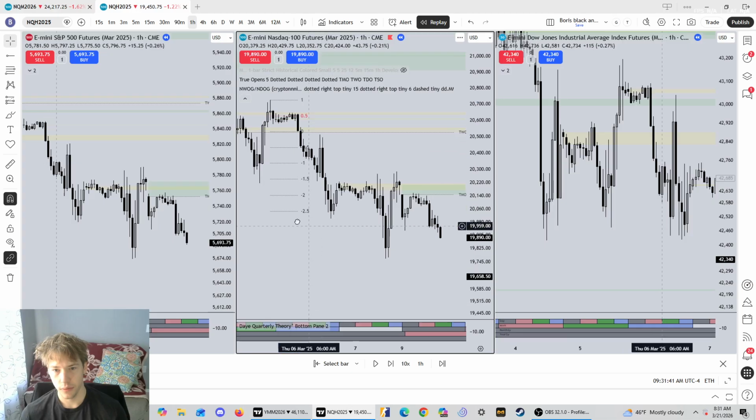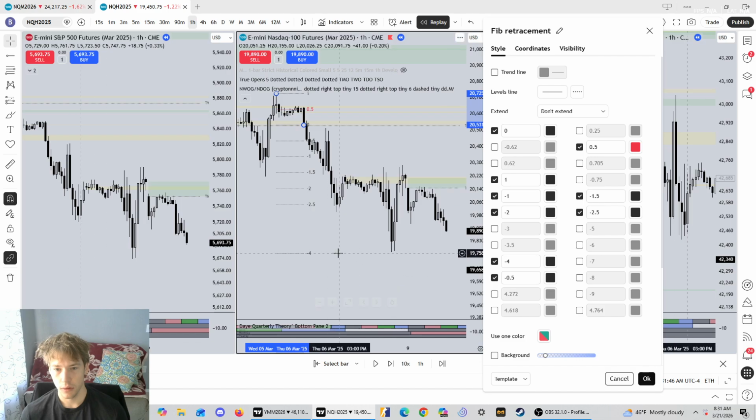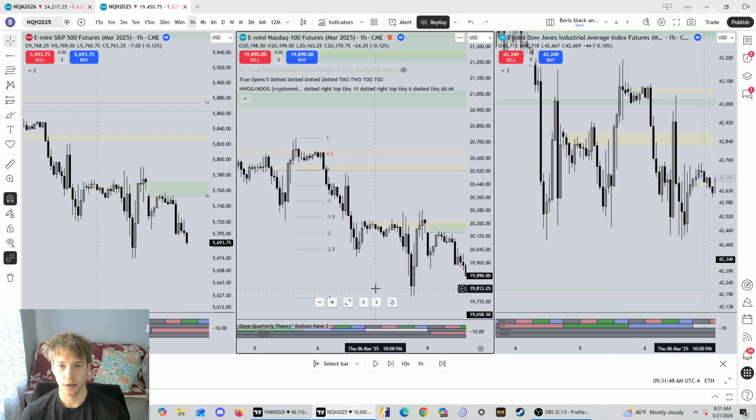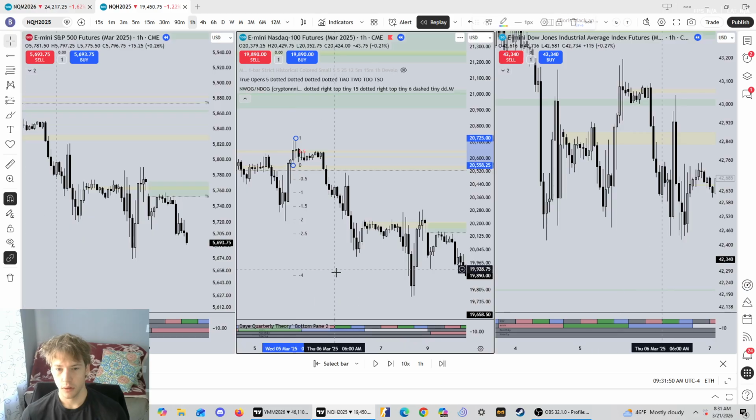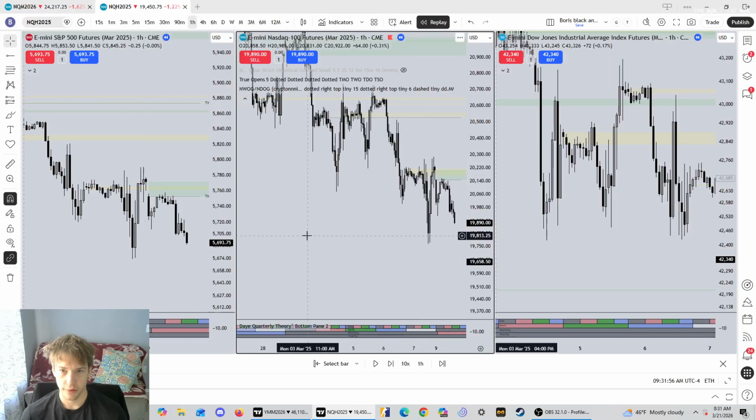Yeah, this one. So this right here, I want to see that be a -4. Yeah, that's right around there. Right around that -4. So that was like an extreme, then we have to pull back. So this is just going to be a continued delivery.